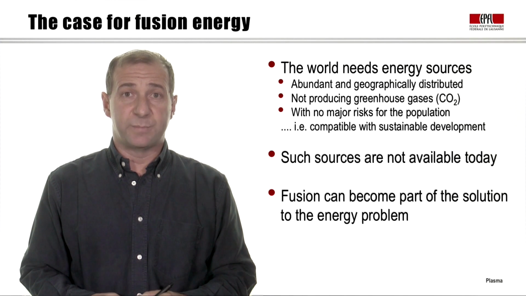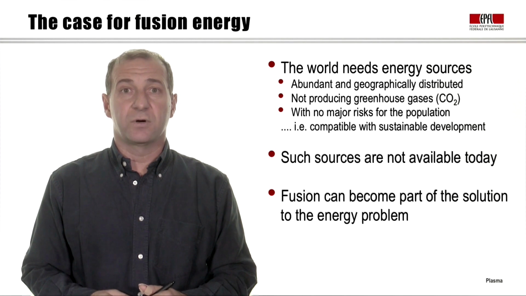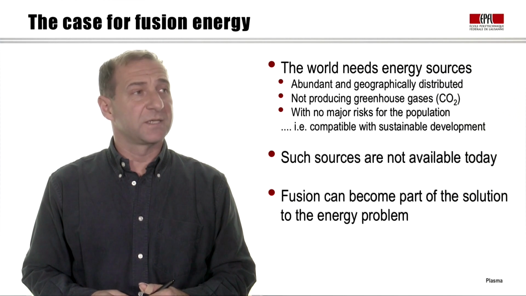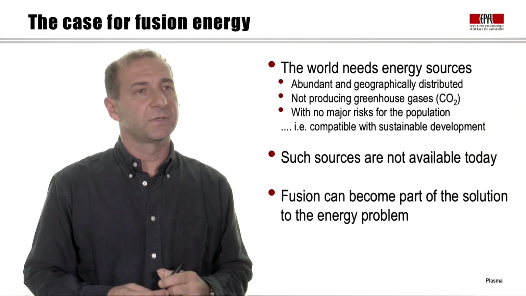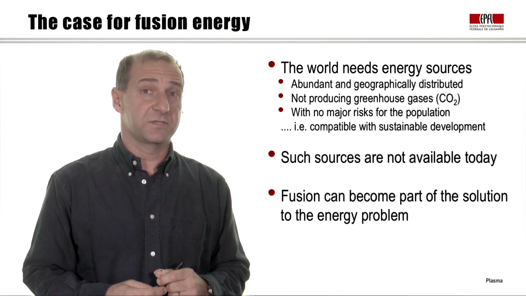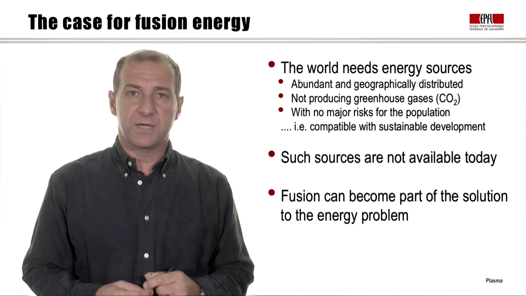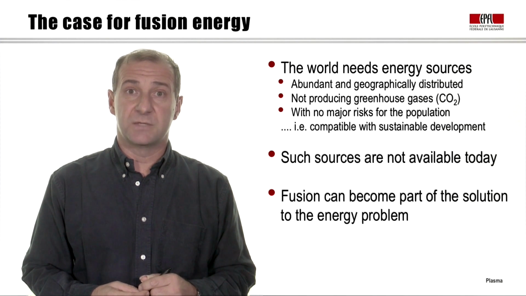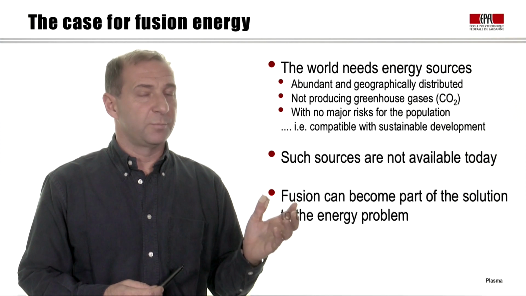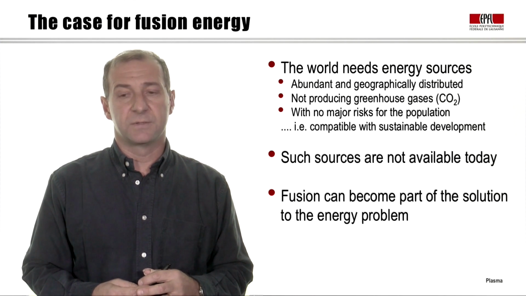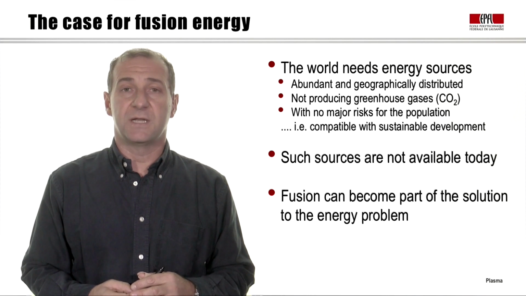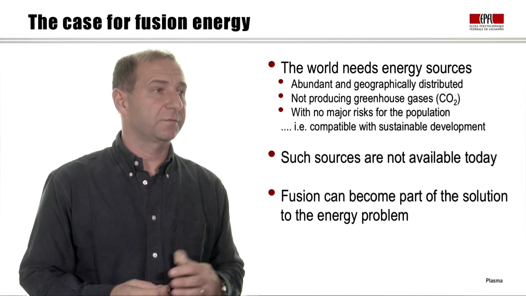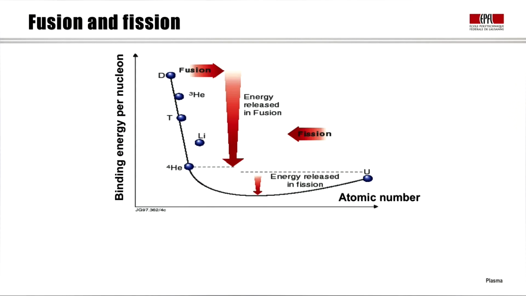So to summarize this first part, we are looking for an energy source that is abundant, geographically distributed, that does not produce greenhouse gases, that does not create major risks for the population, simply that is compatible with sustainable development. My point is that such a source does not exist today, and what we'll see in the rest of the lecture is that fusion can become part of the solution to this energy problem. So let us see how fusion works and its analogies and differences with respect to fission.